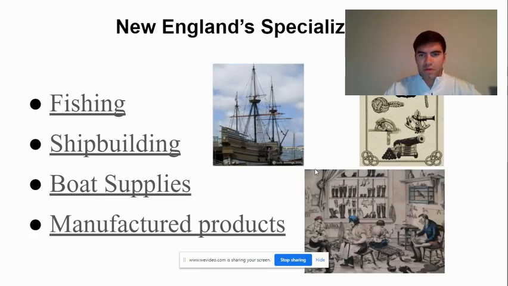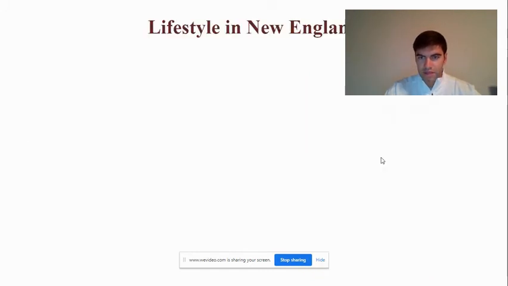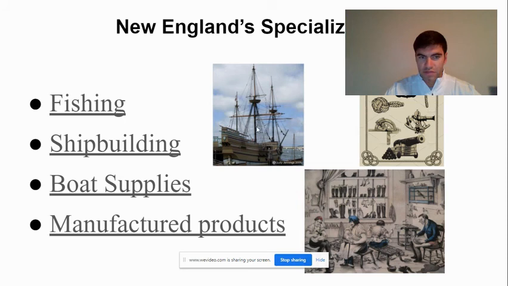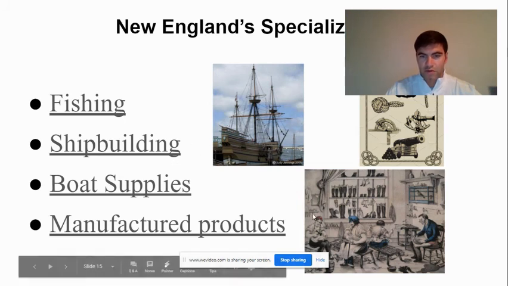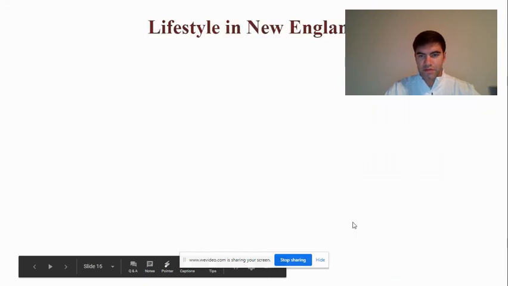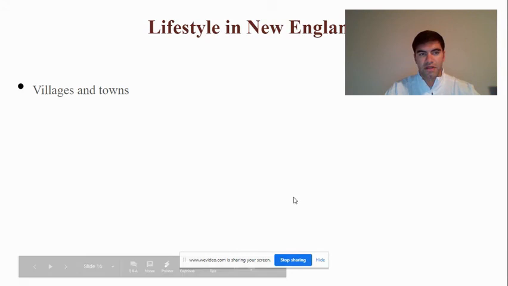So there you see some of the old style ships that they used to build and all the manufactured goods like ropes, bells, anchors for ships. Okay, you see also cannons were produced in the New England region. And then you see some cobblers here, which cobbler was the old word for a shoemaker. You see a lot of cobblers there in that image. So shoes would be another example of manufactured goods.